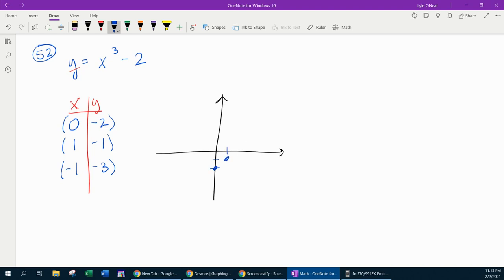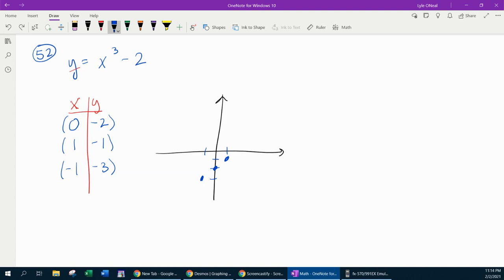1 is at -1. And -1 is at -3. And so just by looking at only those three, you might think, well, that's just going to be a straight line. But we know, since it has an x cubed, that it can't be linear. So it can't be a straight line. So we're going to need to do at least a couple more points.